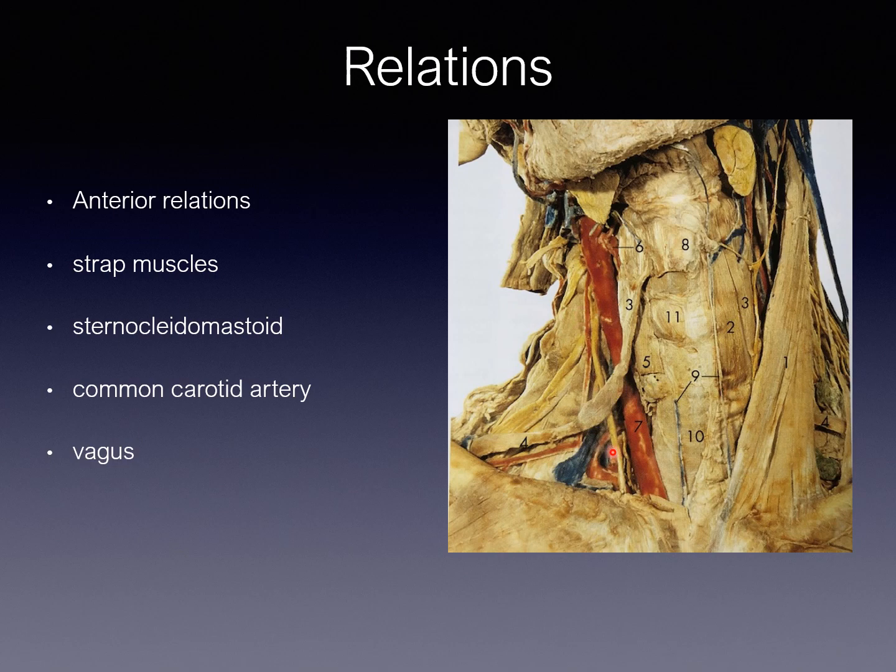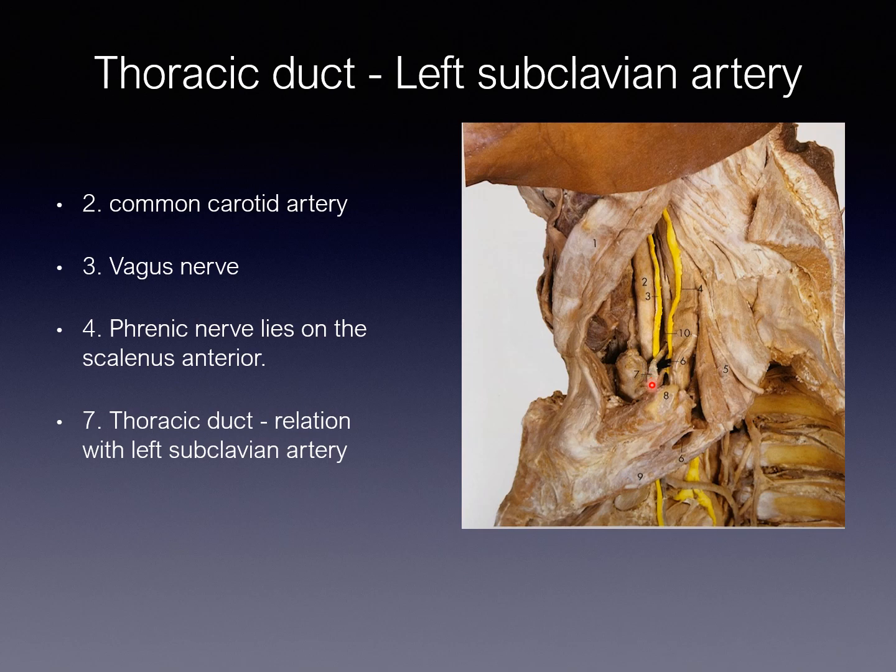The anterior relation on the right side is very simple, but on the left side anteriorly the most important structure crosses over here, that is number 7, the thoracic duct. The student should not forget to write about this important structure, the thoracic duct. Rest everything is the same as the right side. So anterior relations are over. Posteriorly you will have your lung, suprapleural membrane, all those structures lying posterior to that. So posterior relations are the same on both sides. For anterior relation, please concentrate on carotid sheath structures and strap muscles. The extra thing on the left side is the thoracic duct.